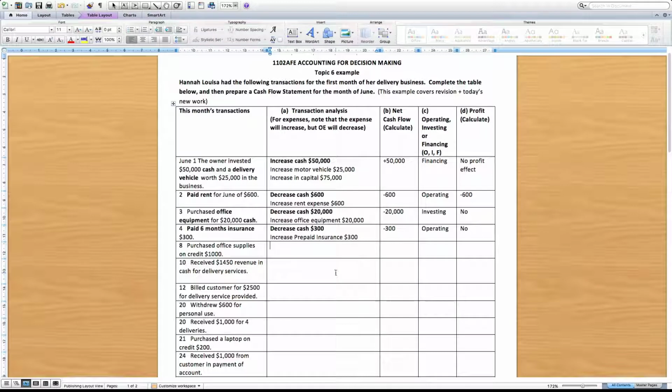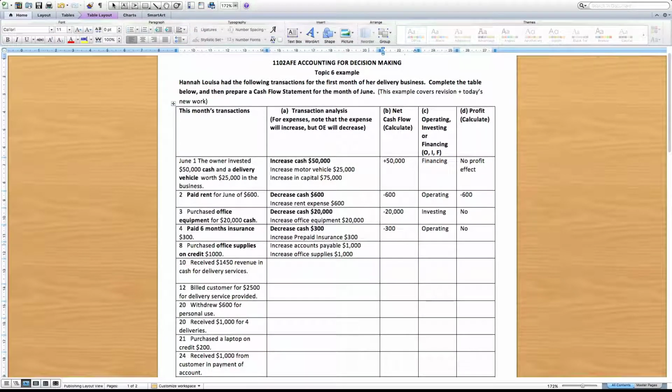June 8, we purchased office supplies on credit. Okay, so we're buying something on credit this time. If we purchase something on credit, it means we haven't paid for it yet, so it becomes a payable. So here we're going to increase accounts payable for the amount of $1,000. And we're purchasing office supplies, so that's our second item. If we buy office supplies, it means we're acquiring more office supplies, so it's also going to increase by $1,000.